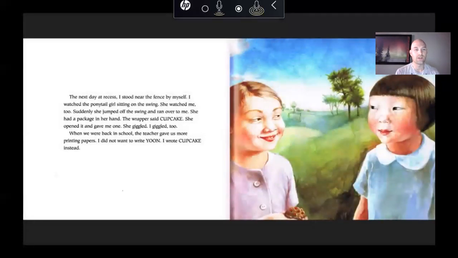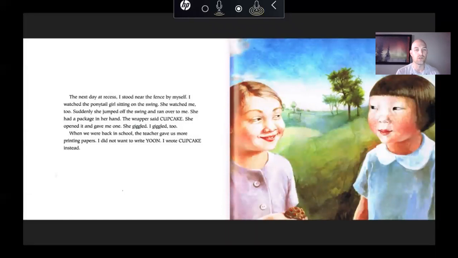The next day at recess, I stood near the fence by myself. I watched the ponytail girl sitting on the swing. She watched me too. Suddenly, she jumped off the swing and ran over to me. She had a package in her hand. The wrapper said cupcake. She opened it up and gave me one. She giggled. I giggled too.